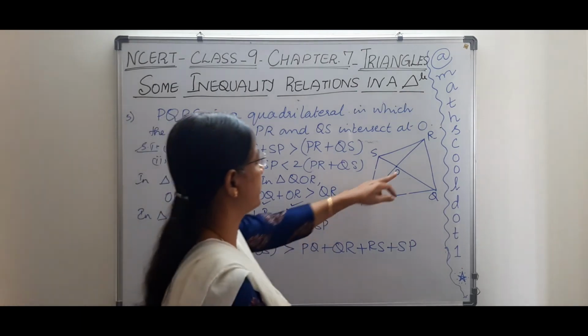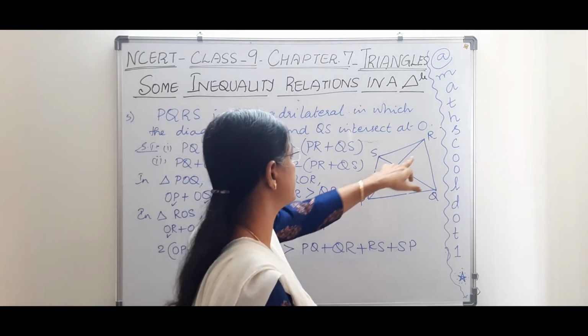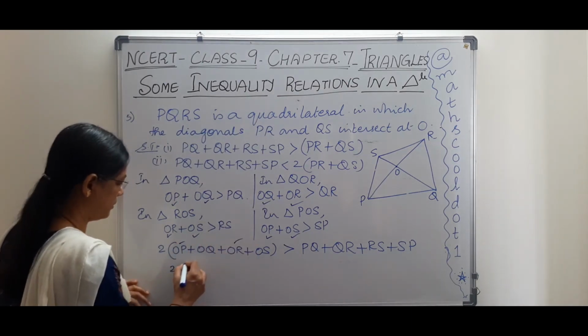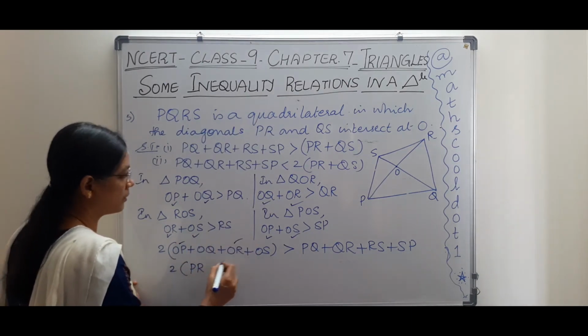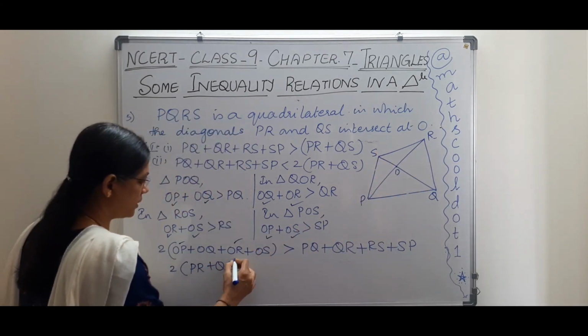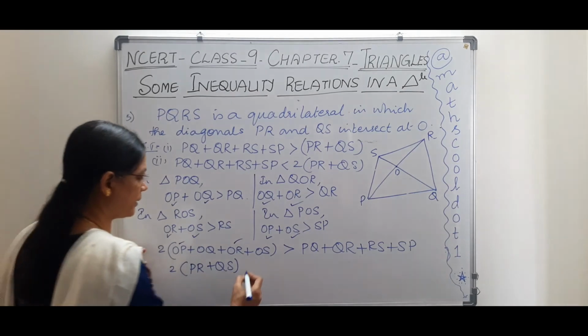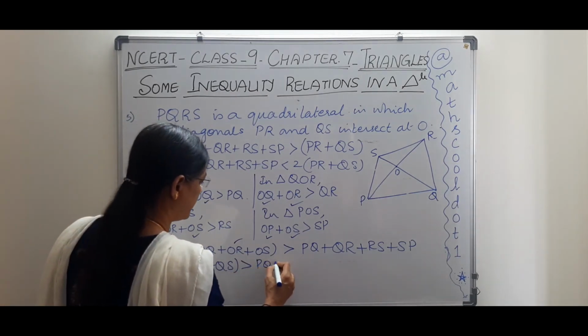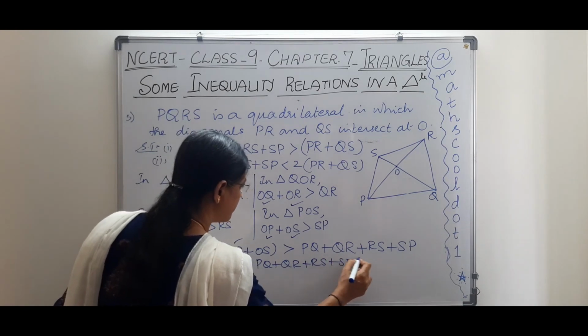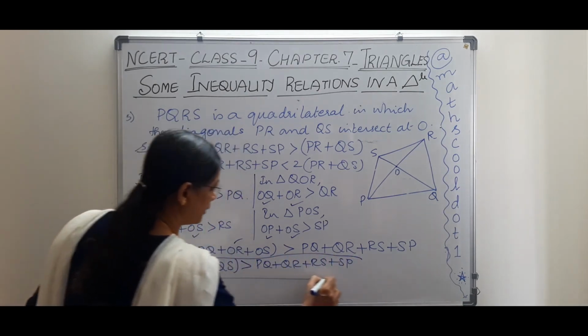OP plus OR becomes PR. And what is OQ plus OS? That becomes QS. So we have obtained the two diagonals, and that is greater than PQ plus QR plus RS plus SP. So we have got the required statement.